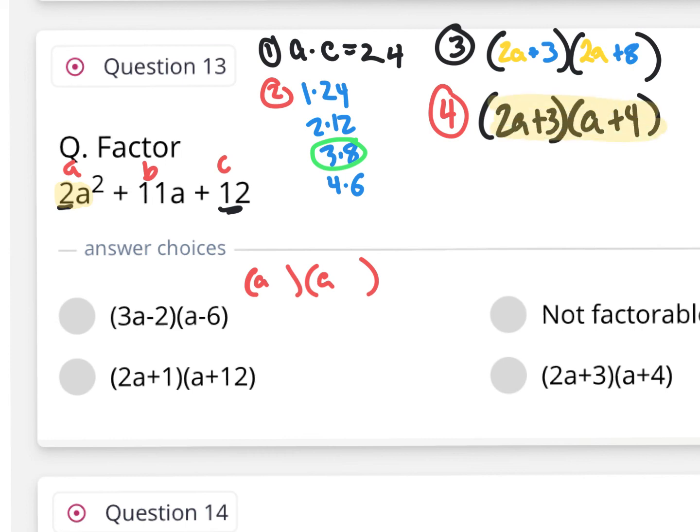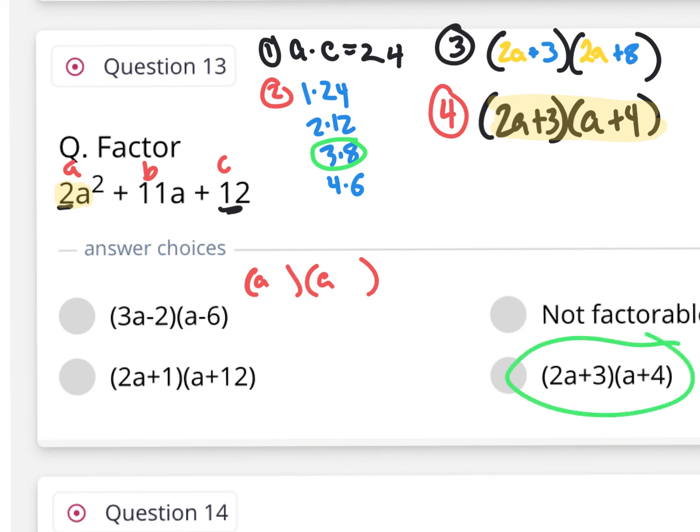Okay, if you don't believe me, if you wanted to double check, especially if you have some time, you could distribute 2a times a, get the 2a squared, 2a times 4, get 8a, 3 times a is 3a, 8a plus 3a is the 11a, and the 3 times 4 is 12. You could distribute and verify that it actually does produce this original question. So the answer is down here, 2a plus 3 times a plus 4.